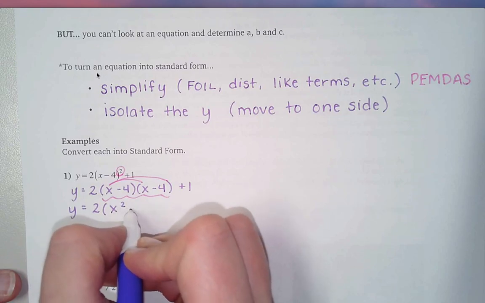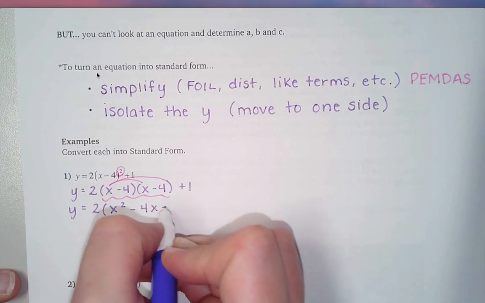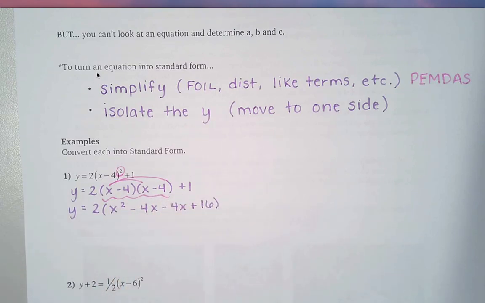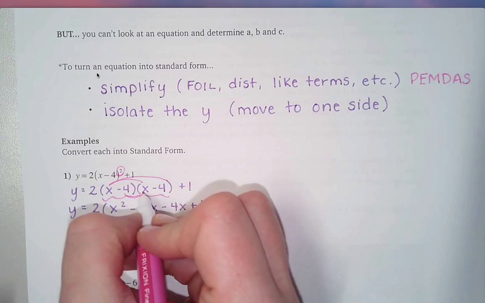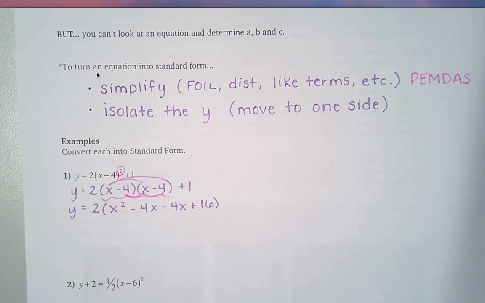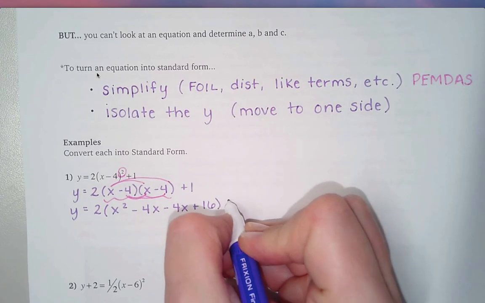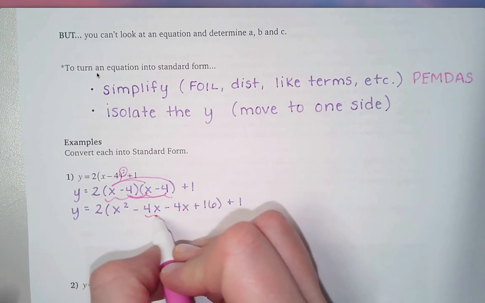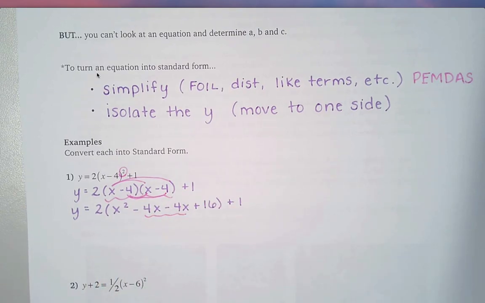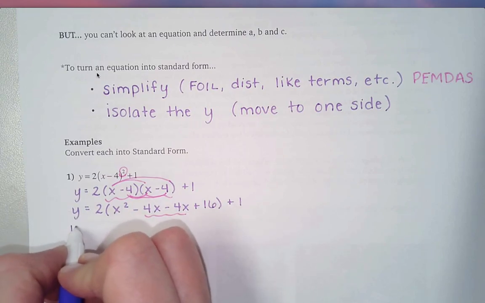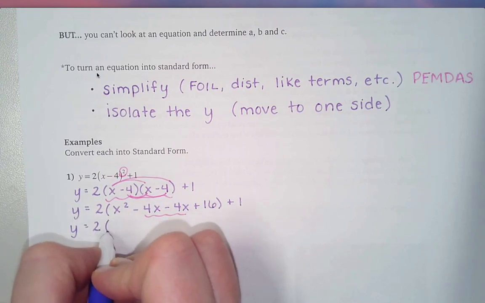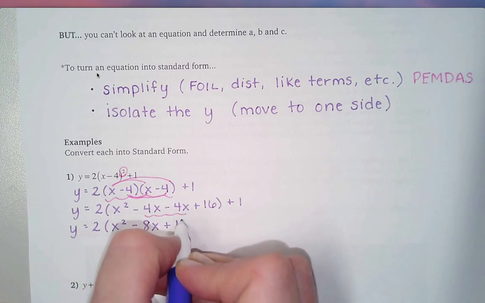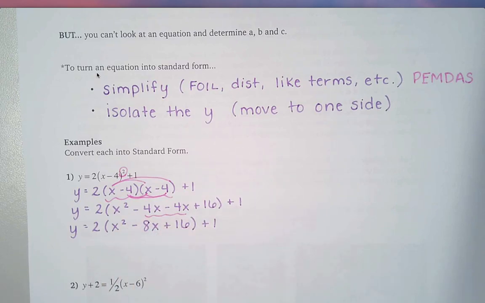So x squared minus 4x minus another 4x plus 16. Those other 2 numbers, by the way, came from doing negative 4 times x and then negative 4 times 4 down here. And then I have the plus 1 out here. Let's go ahead and put together our like terms. Okay, so the negative 4x and the negative 4x. So x squared minus 8x plus 16 with a 1 sitting outside.